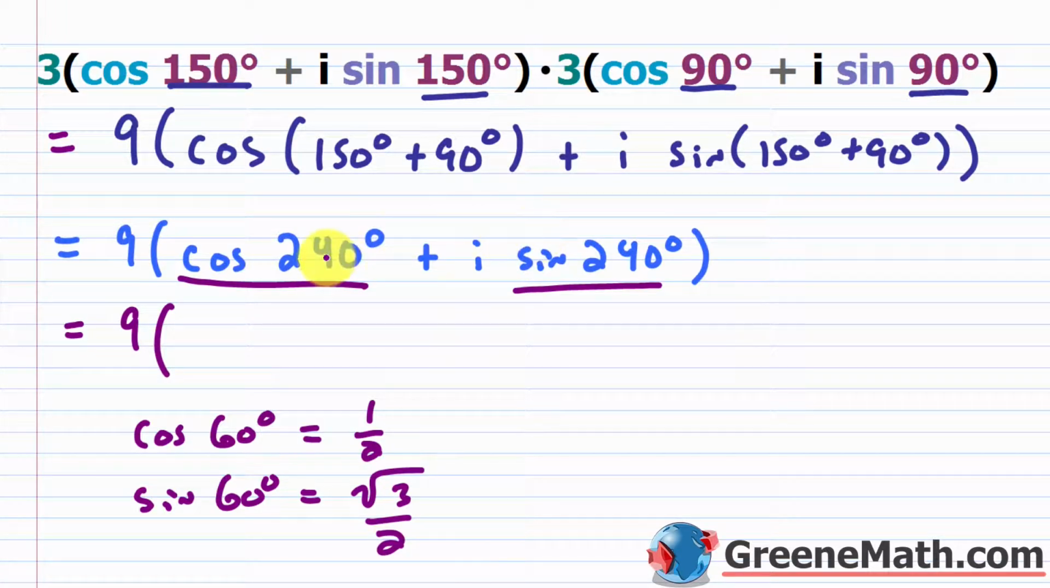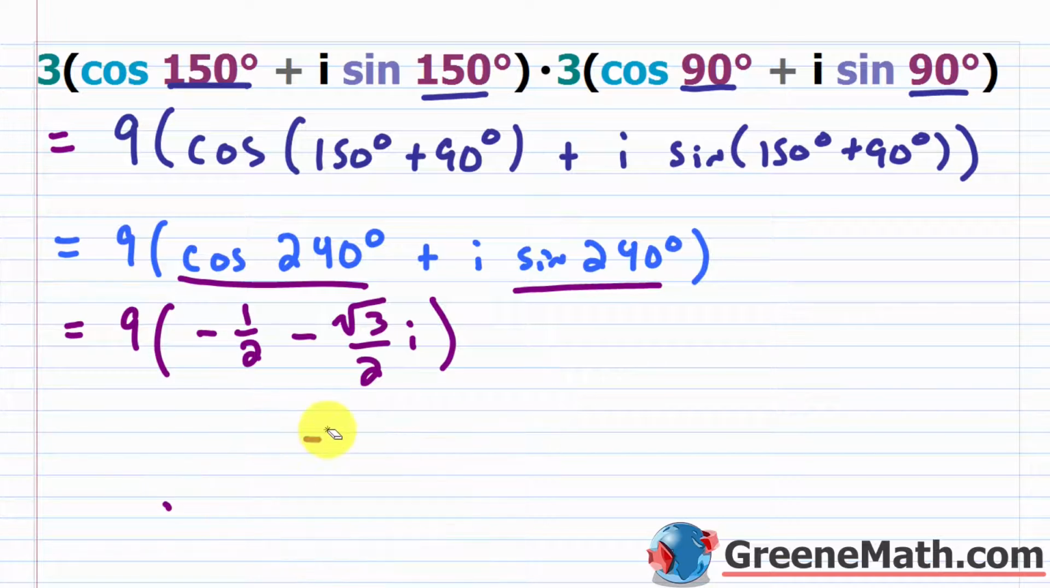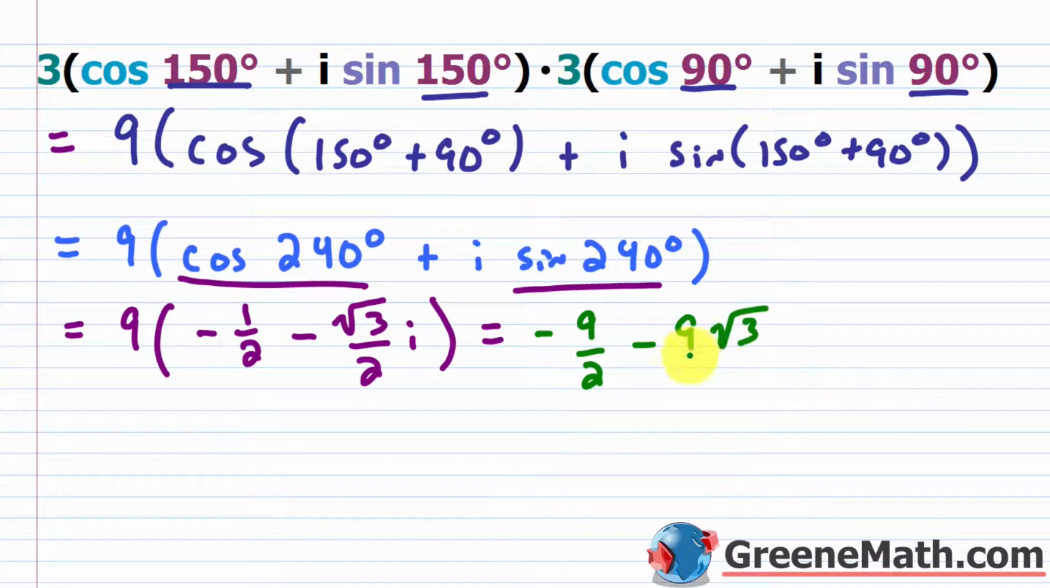But because I'm in quadrant 3, cosine and sine are both negative, so I can say this is negative 1/2, and for this one, negative square root of 3 over 2, so I might as well just say minus the square root of 3 over 2, and I'll put my I behind here. From here, I'm just going to distribute the 9 to each term inside the parentheses. So I would have negative 9/2, and then minus 9 times square root of 3 over 2, times the imaginary unit I. Of course, if they ask you for polar form, it's going to be this one, and if they ask you for the rectangular form, you need to go through and figure this out, and then you get this one.